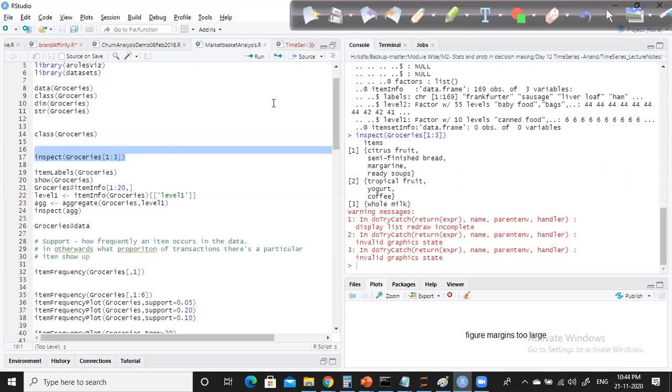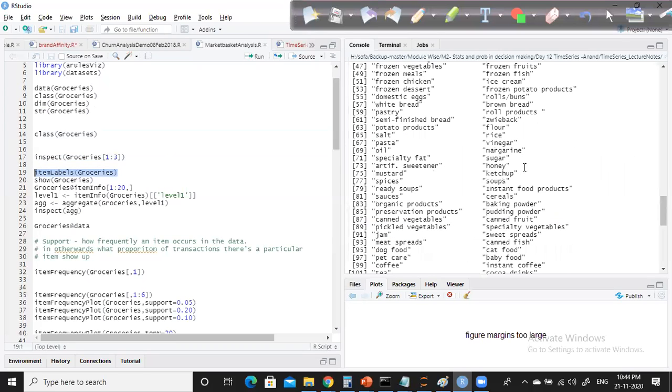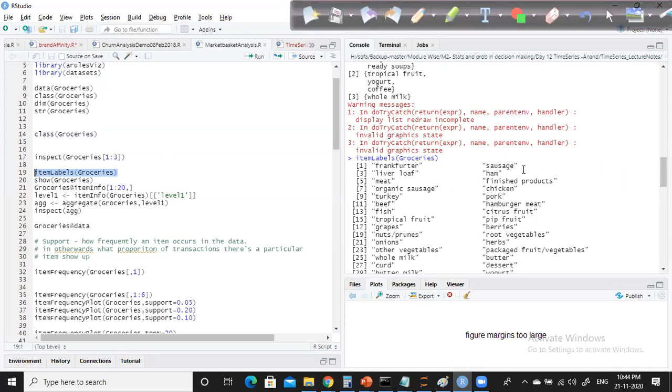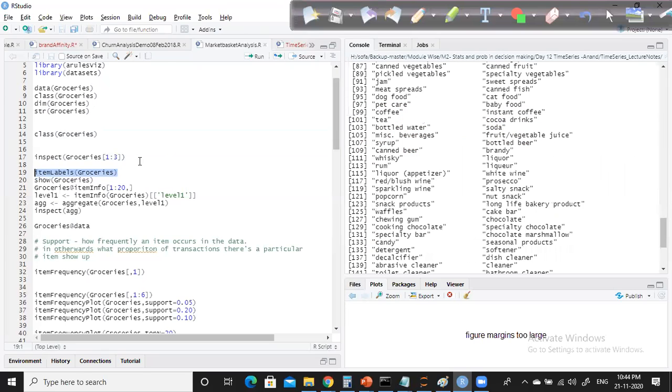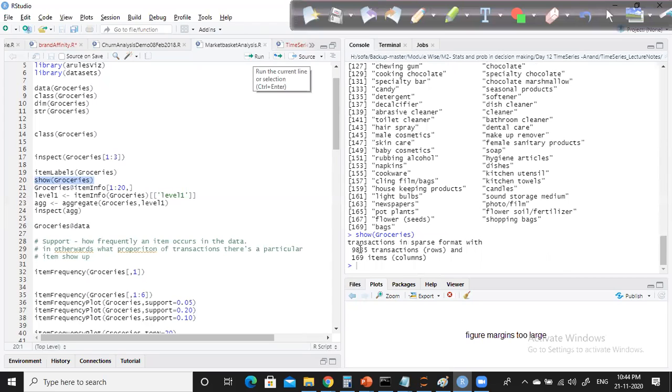we have a function called inspect, using which we can see the first 3 records in this data set: citrus fruit, semi-finished bread, margarine, ready soups, and tropical fruit. And these are the items there. And we have something called item labels, the labels for each and every item: frankfurter, liver loaf, all the things are there. And if you use show groceries, it tells me 9,835 records and 169 columns are there.